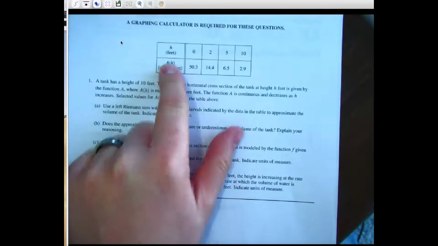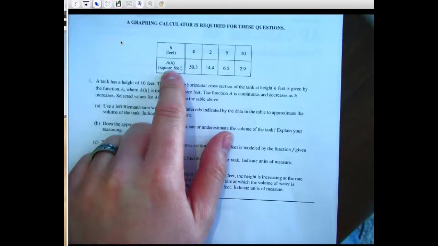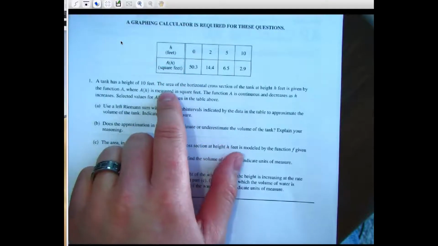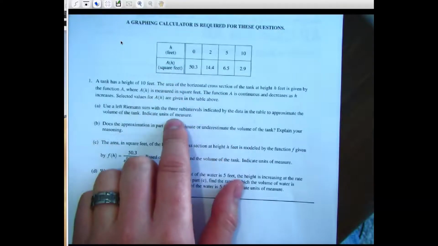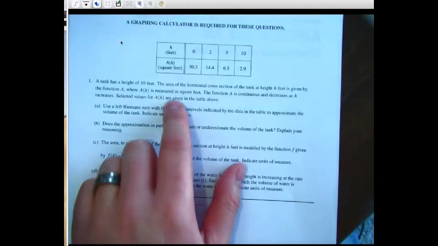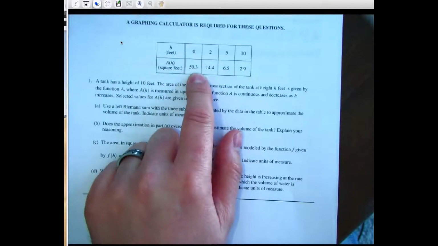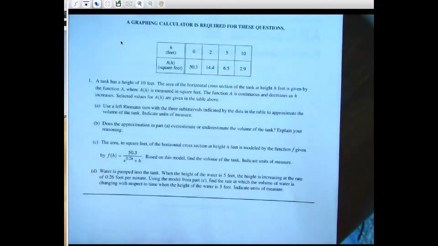So first of all, this is in square feet, and this is in feet. So this is kind of weird. This is square foot per foot. So yeah, this is a rate. It's just a strange rate. So the area of the tank gets smaller as we get farther into it, I think is what's going on there.